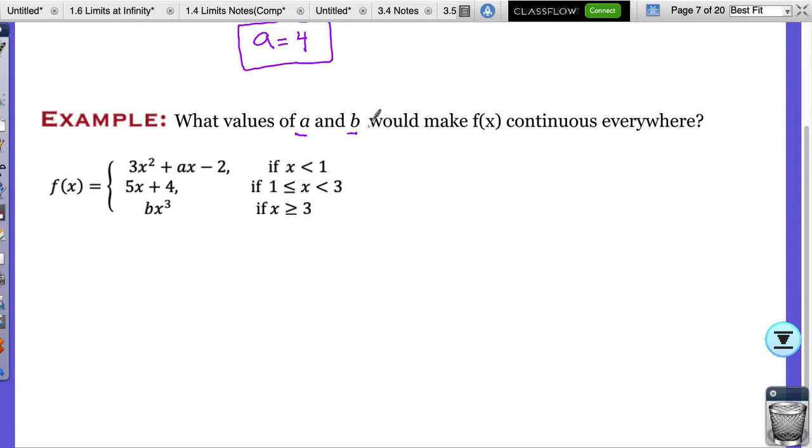So the first thing we would need to look at is what's the limit of this function at the first place that the pieces meet, which would be what x value? 1. So we need to look at the limit from the left, and we need to look at the limit from the right.